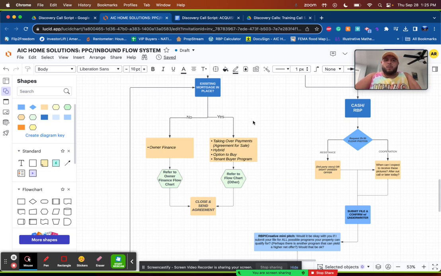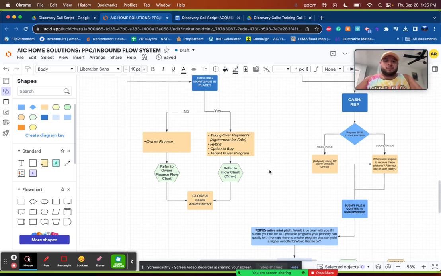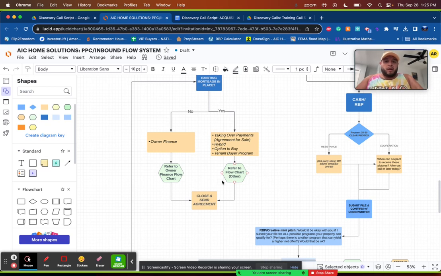And a lot of times, like, well, what does that look like? And then that's when, in this case, you could take over the payments as an agreement for sale so that the deed is not transferred. You could do a hybrid subject-to, and then give a payment on the equity that they have left, an option to buy, or even a tenant buyer program, right? And that one is a flow chart within itself.